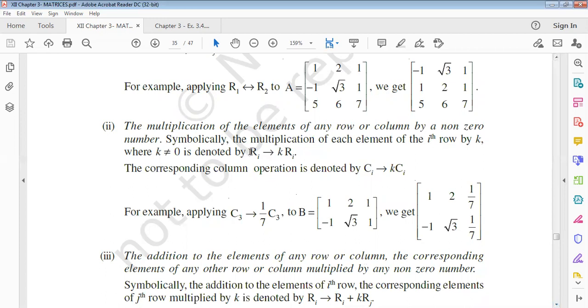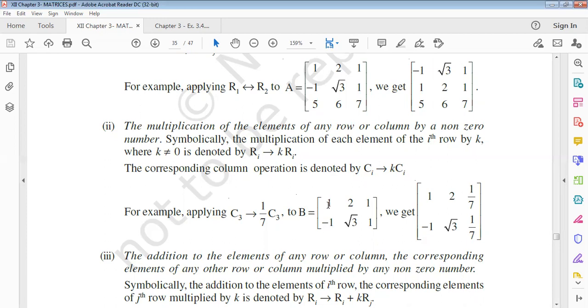That means whatever row we are choosing, say we are choosing the first row, it is multiplied by k, that means we are multiplying the first row by the element k. The corresponding column operation is denoted by Ci tends to k times Ci. For example, we are applying C3 tends to 1 by 7 C3 to the given matrix B.